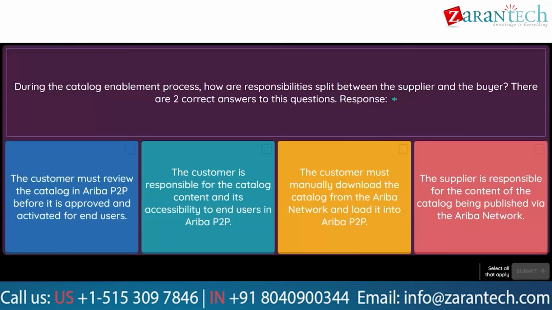Question: During the catalog enablement process, how are responsibilities split between the supplier and the buyer? There are 2 correct answers to this question. Response: Option 1, the customer must review the catalog in Ariba P2P before it is approved and activated for end users. Option 2, the customer is responsible for the catalog content and its accessibility to end users in Ariba P2P. Option 3, the customer must manually download the catalog from the Ariba Network and load it into Ariba P2P. Option 4, the supplier is responsible for the content of the catalog being published via the Ariba Network.